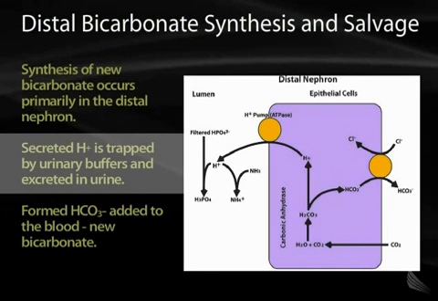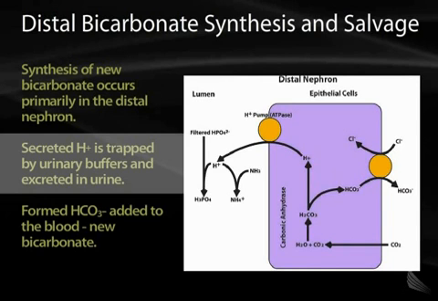Where does this hydrogen come from? This activity is stimulated in the setting of acidosis. Acidosis then stimulates the uptake of carbon dioxide into the intracellular space. Carbon dioxide combines with water to form carbonic acid. Once again, carbonic anhydrase activity is present, which allows carbonic acid to dissociate into the free hydrogen and the bicarbonate.